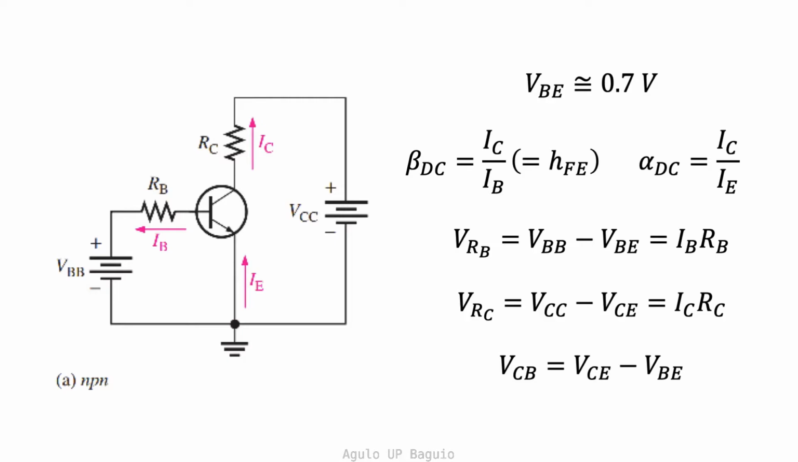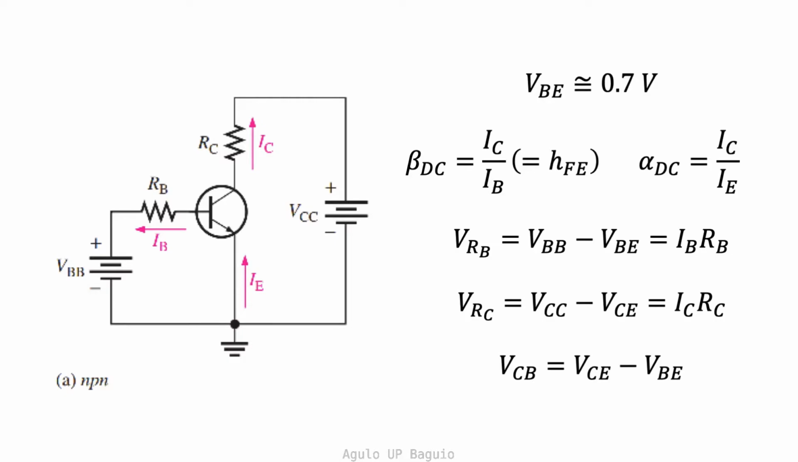The figure shows the basic schematic diagram for an NPN and a PNP transistor. The resistor connected to the base terminal is called the base resistor, R sub B. The resistor connected to the collector terminal is called the collector resistor, R sub C. The voltage source connected to the collector and the emitter terminal is called VCC voltage, with the positive terminal connected to the collector. The voltage source connected to the base terminal and the emitter terminal is called the VBB voltage, with the positive terminal connected to the base.